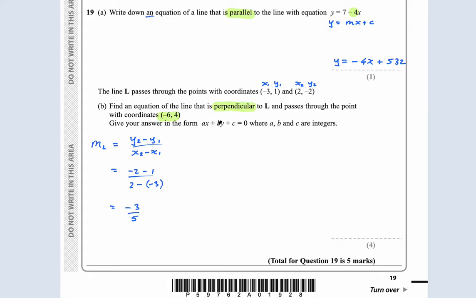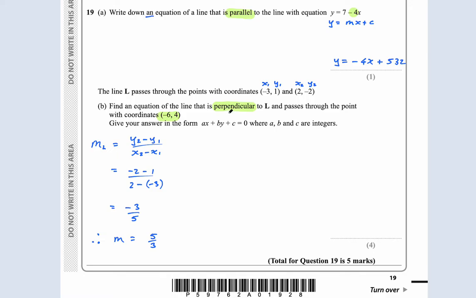So our gradient, our M, I'm going to write therefore, our M is equal to the negative reciprocal. Remember, if we're finding the gradient of a perpendicular line, we flip this upside down, which is 5 over 3, and we make it positive. We change the sign. This is a negative gradient, so this guy's a positive gradient. Okay, so that means our gradient is this, and our point is this. And then we're going to sub that into the equation of a line formula.